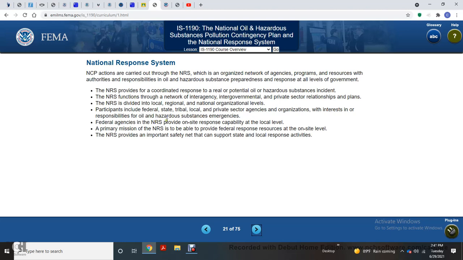Through federal agencies, the National Response System provides on-site response capability at the local level. The primary purpose of the National Response System is to be able to provide federal response resources at an on-site level. The National Response System provides an important safety net that can support state and local response activities.